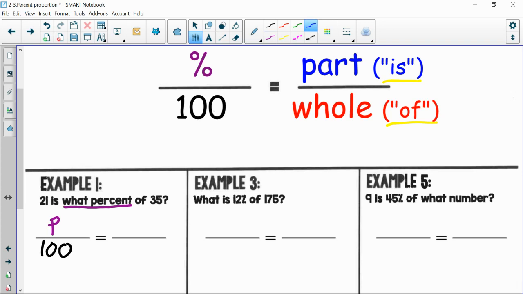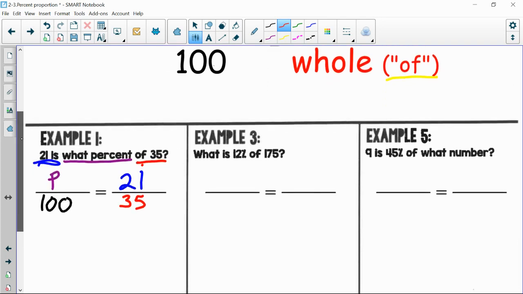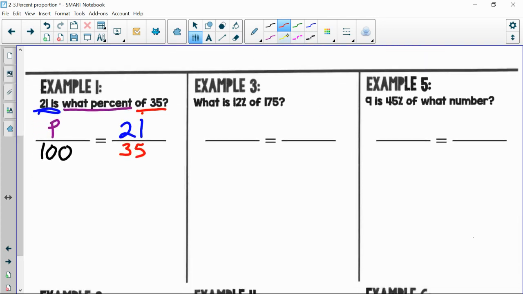All right, 21 is, that's the key part. So when we see the word is, that's going to make us think of part. So that's where I know my 21 goes there. And then of 35, that gives me the keyword that's my whole. So we're looking for a percent number. And then we're going to need to do cross products like we've done before.